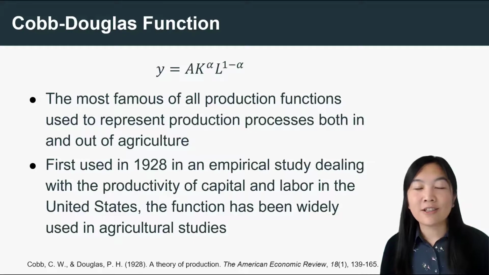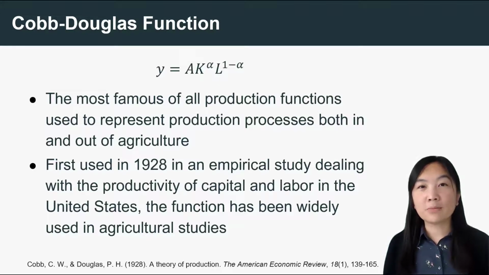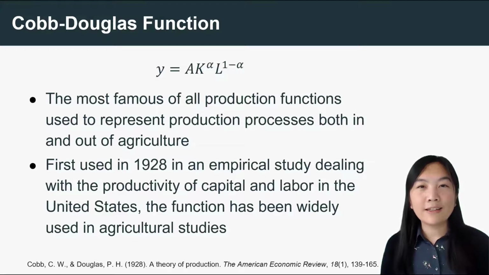So I feel like if you're studying production economics, then you'll have to know this Cobb-Douglas function. It was first used in 1928, and I actually have the reference at the bottom here. That's a journal article published by Cobb and Douglas, two people, and the journal is AER, one of the top 5 journals in the economics field.